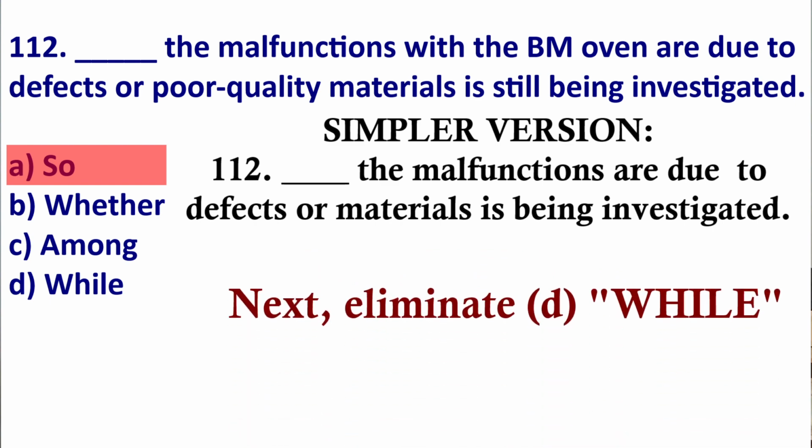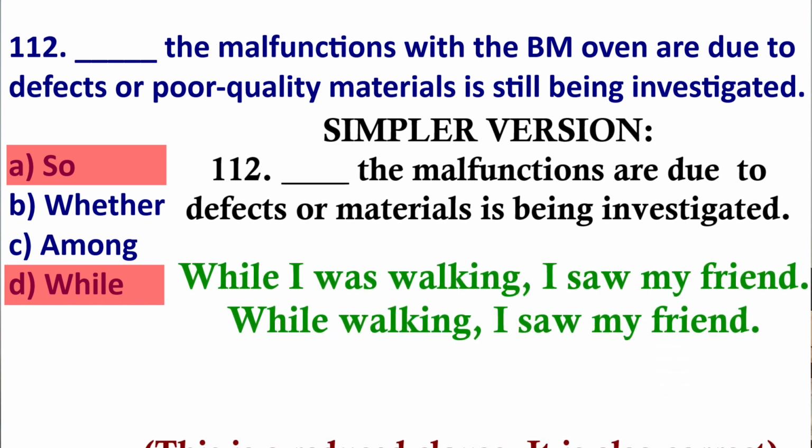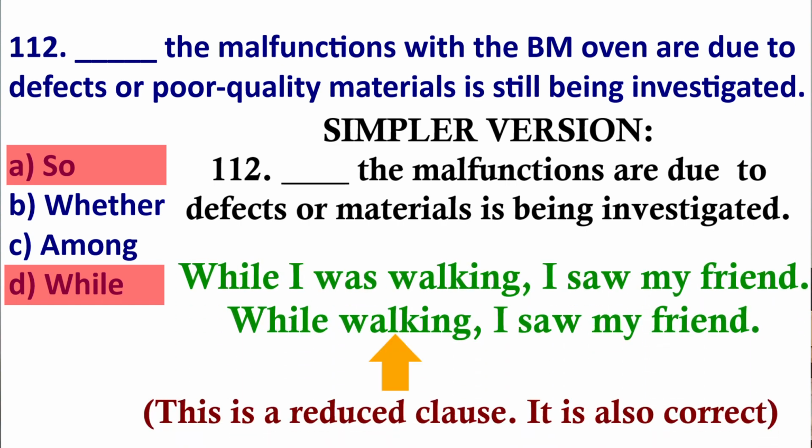Okay, next, eliminate while. This is for the same reason. When you start a sentence with while, you need two clauses and a comma. For example, while I was walking, I saw my friend. Now, while can be used in two ways. It can talk about time or comparison.